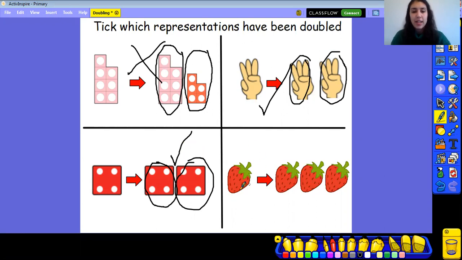What about this one then? I start out with 1 strawberry. Is this being doubled? Well, I've got an equal number, but how many groups should I have when I'm doubling? That's right, I should only have 2 equal groups, and over here I've got 3 strawberries, so this is not doubling.